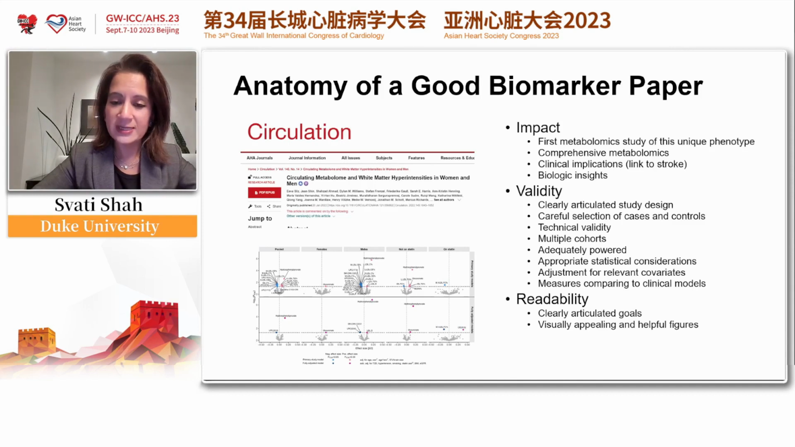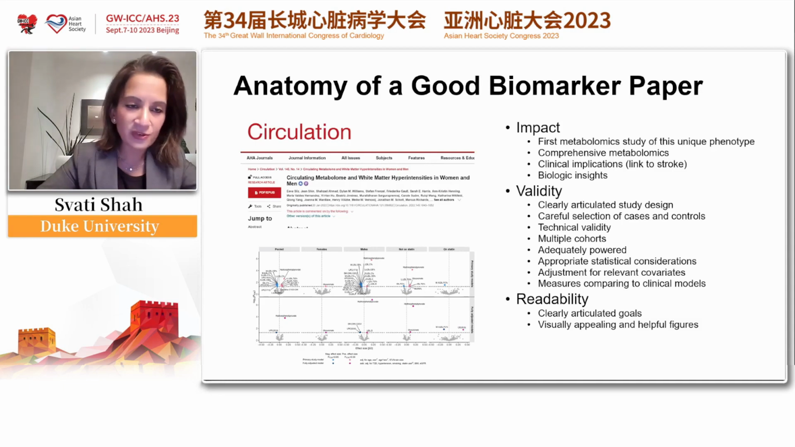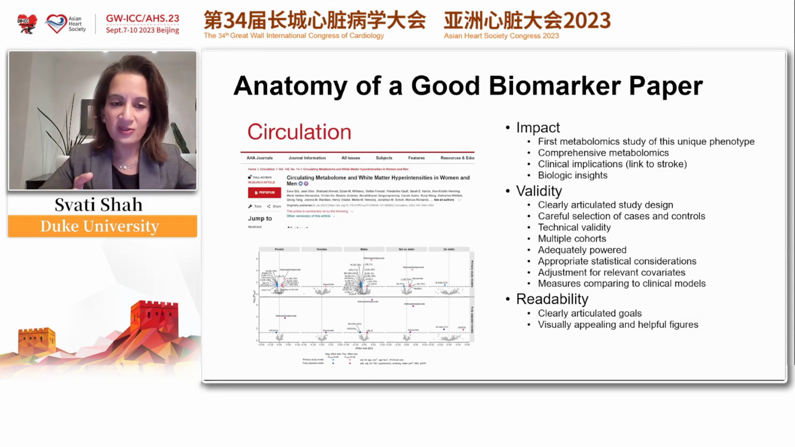There were appropriate statistical considerations, including adjustment for multiple comparisons when we're looking at hundreds and thousands and sometimes millions of different features. They importantly adjusted for relevant covariates in their model so that we can really understand unique associations between these metabolites, in this case, and the disease being evaluated, that aren't confounded by other things. And they compared their metabolites to clinical models, things that we would use when we already take care of patients.